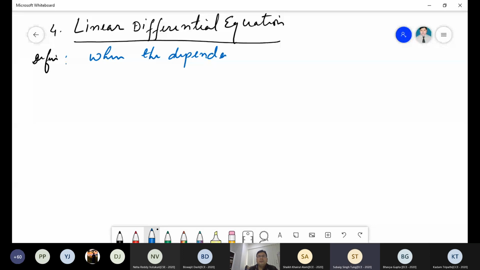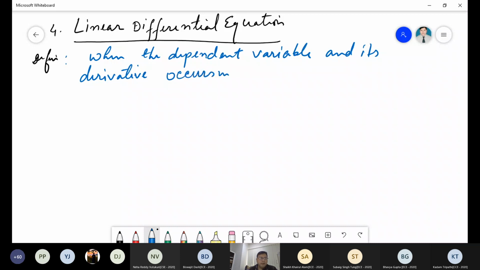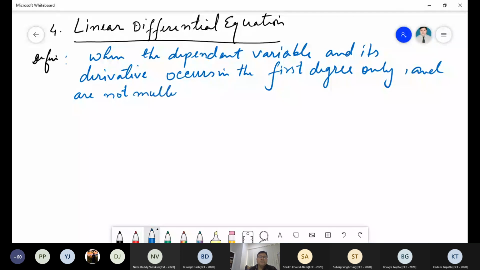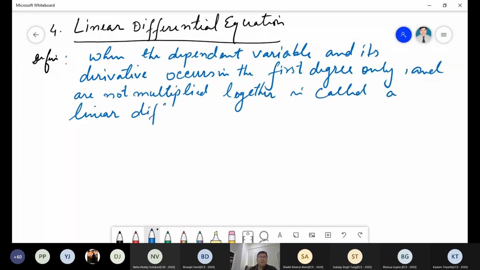So, when the dependent variable and its derivative occur in the first degree, order may be anything, first degree only, and are not multiplied together, it is called a linear differential equation.